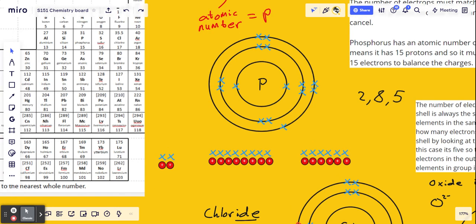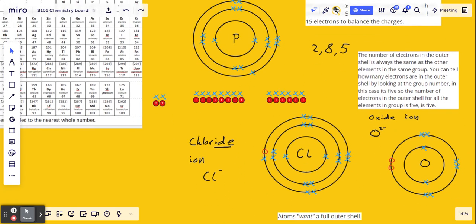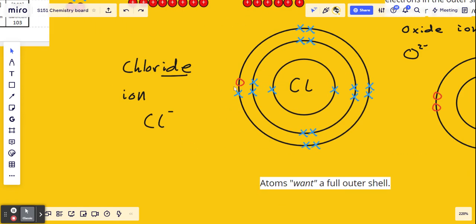So now the thing is, those examples of what I've just done there with phosphorus wouldn't really happen because atoms want to have a full outer shell. So phosphorus is not a great example. I just picked it randomly because I had it there. But let's look at chlorine instead. So I'm going to get rid of that. I'll explain what that means in a moment.